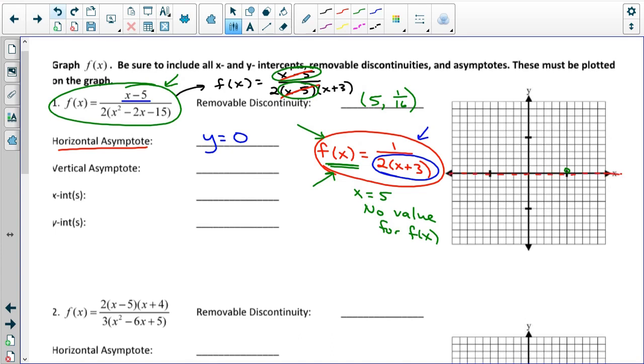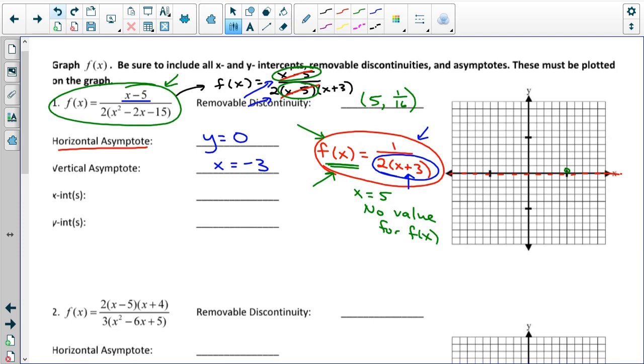So my function is going to approach that as we go off to infinity. Vertical asymptote would be any value that only makes the denominator equal 0. So that's going to be at x equals -3. Notice that if I substitute in -3, it makes the denominator 0, but it did not also make the numerator equal to 0.